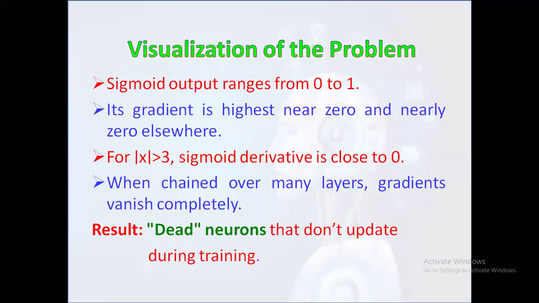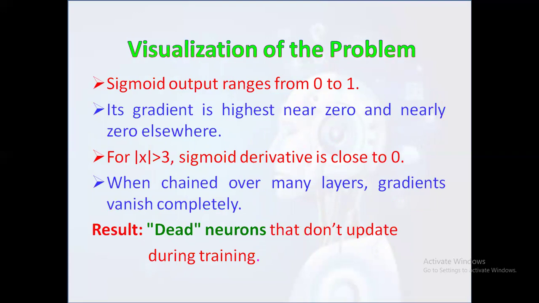Next, visualization of the problem. Sigmoid output ranges from 0 to 1. The sigmoid activation function compresses any real input into a fixed range between 0 and 1. While this helps prevent extreme outputs, it also limits the effective range in which learning can occur.